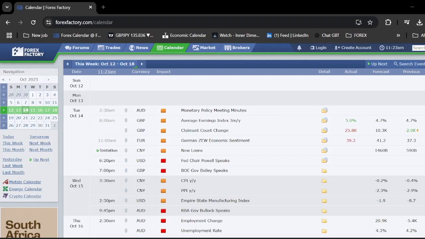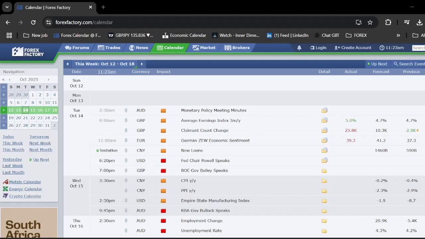Taking a look at the Forex Factory calendar, we can see that today is Tuesday. We do have some news for USD, where Fed Powell is speaking at 6:20. So please be aware of that. That's definitely going to cause some fireworks in the market, because if it's not Trump that's causing massive movements, it's definitely going to be Jerome Powell. So keep your eye out for that.